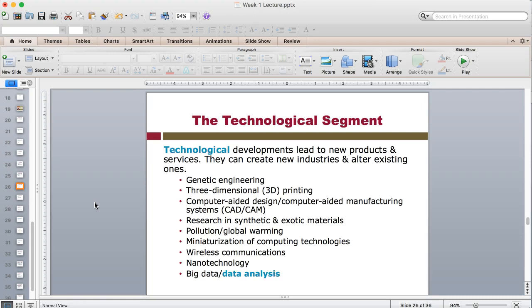Technology is obviously one that's huge, and it's not just the internet, but of course things like e-commerce, data analytics, digital marketing, social media, all of those things. But also computer-aided design, three-dimensional printing, 3D printing, wireless communications, nanotechnology. There's just tremendous change in technology, it seems like every week. And so you want to look at those technological developments and see how they might affect your company and whether they present opportunities or threats.